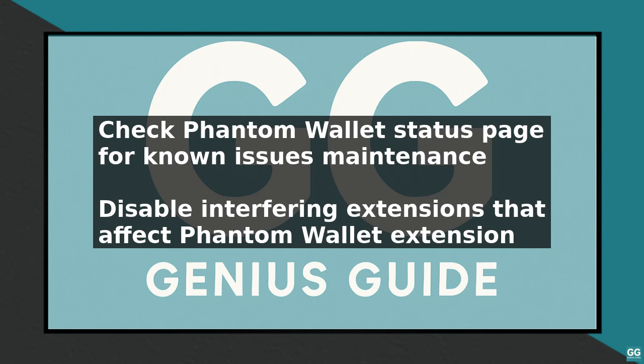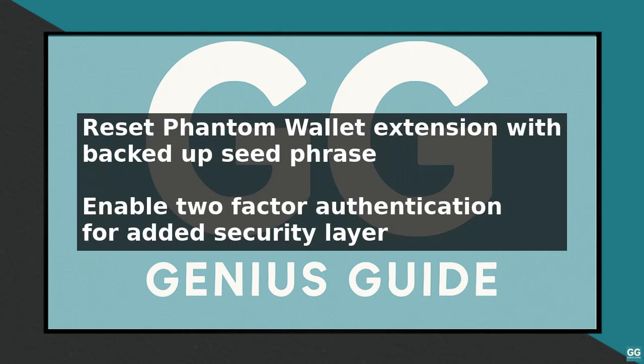If none of these steps resolve the issue, try resetting the Phantom Wallet extension by going to the extension settings and clicking the Reset button. Be aware that this will remove all of your wallet data, so make sure you have your seed phrase backed up before doing so. It is also a good idea to enable two-factor authentication to add an extra layer of security to your account. This can help prevent unauthorized access and protect your assets.